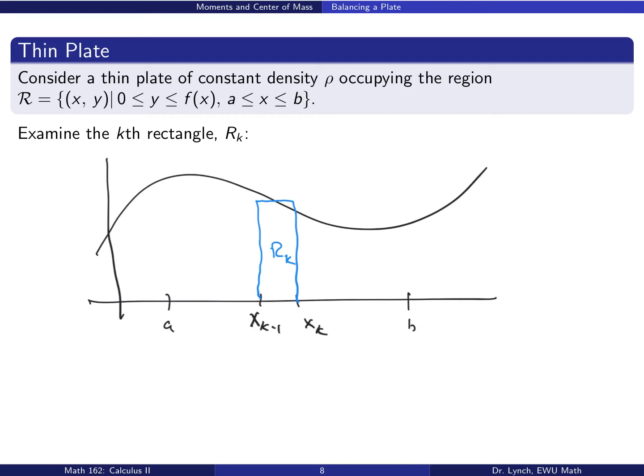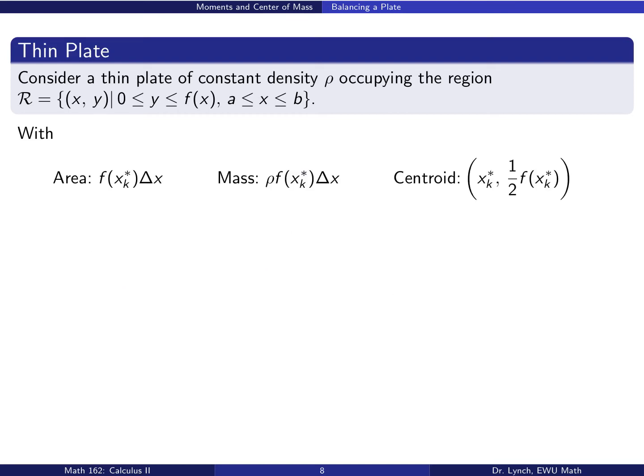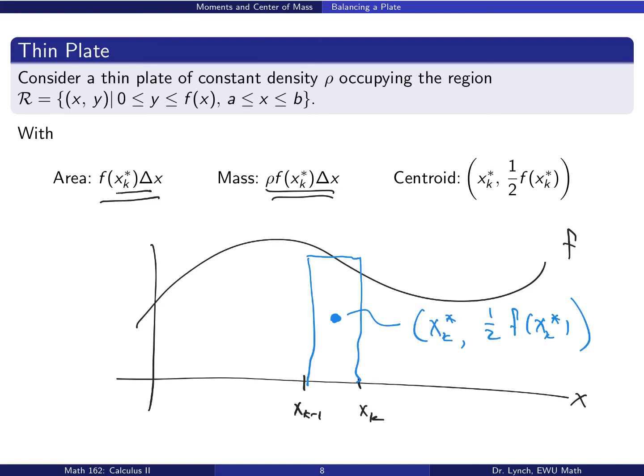Now, we expect that the center of mass of this rectangle ought to be right there in the middle. So that's what we've written here: the area of this rectangle is just the base times the height. Of course, the mass is the density times the area, and the center ought to be exactly halfway between those x values and halfway up on the rectangle. So here's that rectangle, and the centroid of the rectangle is right there at x sub k star and 1/2 f of x sub k star.